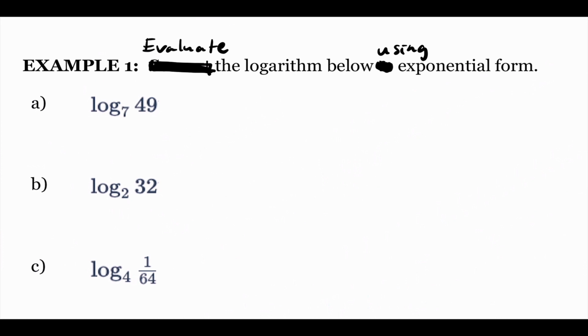Well, let's look at 1a. It has a base, has an answer. It's missing an exponent, right? But that's the part we need to find. So for each of these, we have to find the exponent. That's what they're looking for, that missing piece. We have the base, that's 7. We have the answer, that's 49. We have to find the exponent. Okay? So we have a log. First thing we need to do is change it to exponent form. So we're going to use the E.